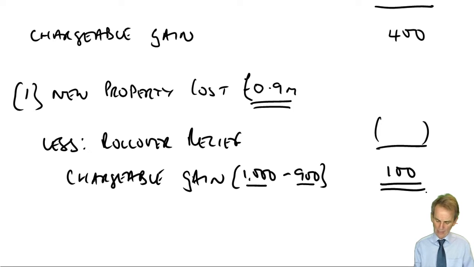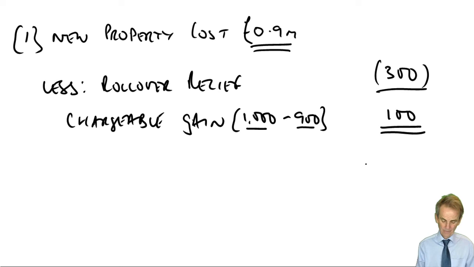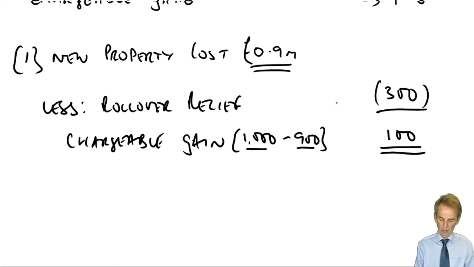Well, if 100,000 remains chargeable, that is out of a 400,000 gain, the rollover relief is just a balancing figure here. It's simply a balancing figure. So what will that be? £300,000. What do you do with that rollover? You revise the base cost of the property.